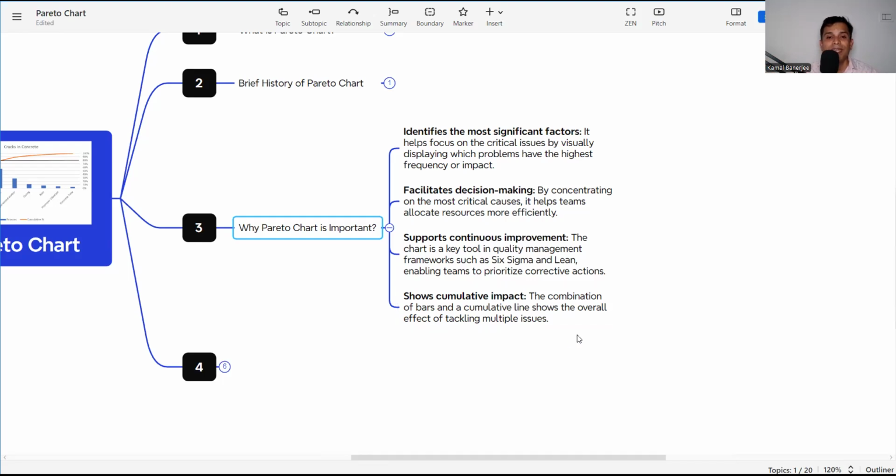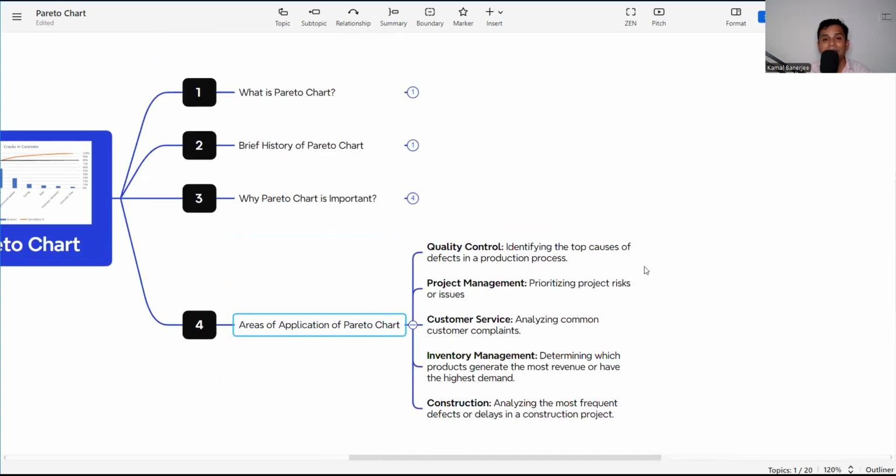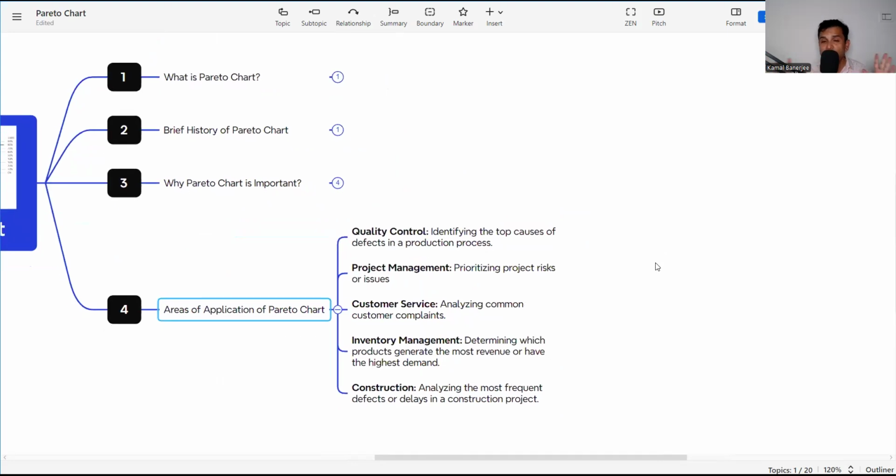It also shows cumulative impacts. This combination of bars and cumulative lines shows the overall impact of tracking multiple issues. So it helps to find out the most significant problem, what the number is and what the percentage is, and accordingly we can rearrange our resources and find the most possible solution. So that is why the Pareto chart is important. Now, areas of application of Pareto charts: it can be used anywhere in the world, in personal life, in professional life. It is everywhere.